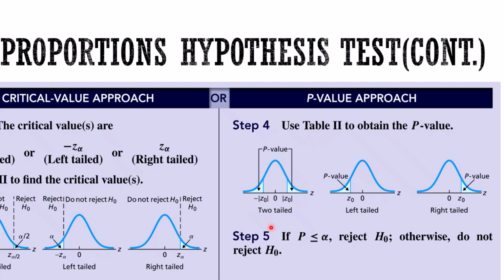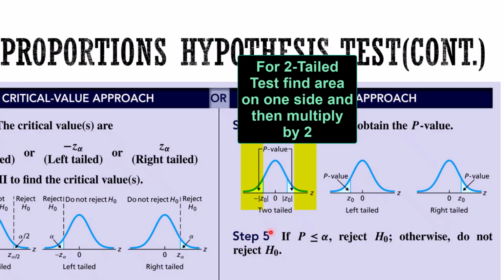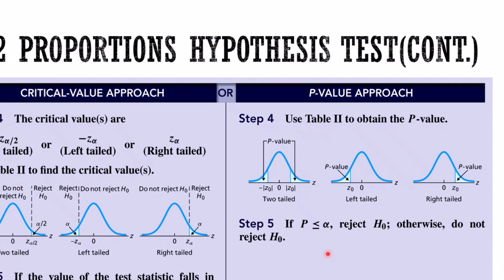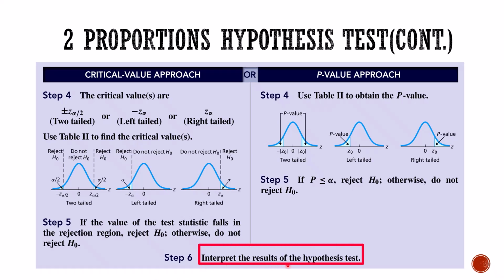And if it's a two-tail test, you can find the area on any one side, but you have to make sure that you double it, you multiply it by 2, and then compare it with alpha. And what is the logic we use in the p-value approach? We compare p with alpha. If p is less than or equal to alpha, we can reject the null hypothesis. Otherwise, we do not reject the null hypothesis. And finally, we interpret the results of the hypothesis test in the context of the problem that we are trying to test out.